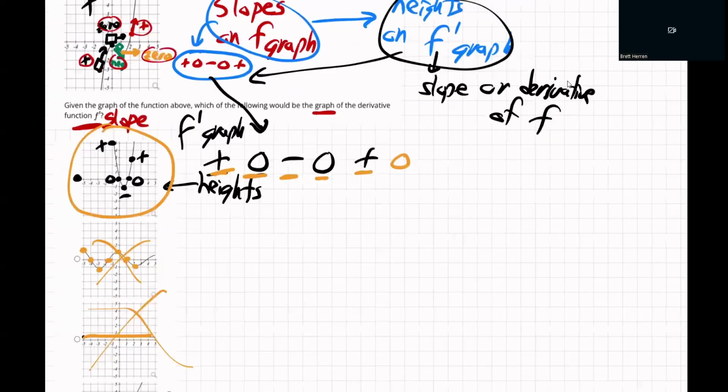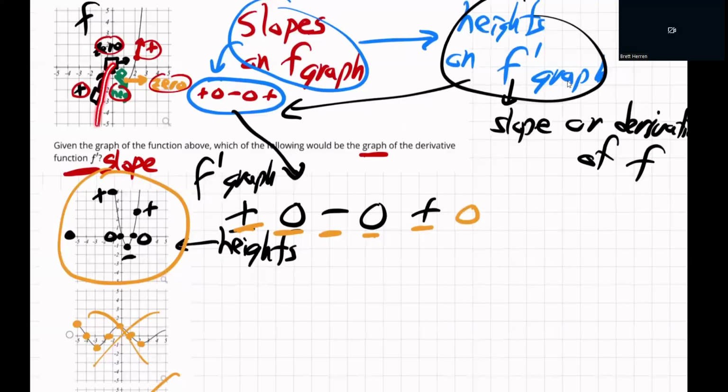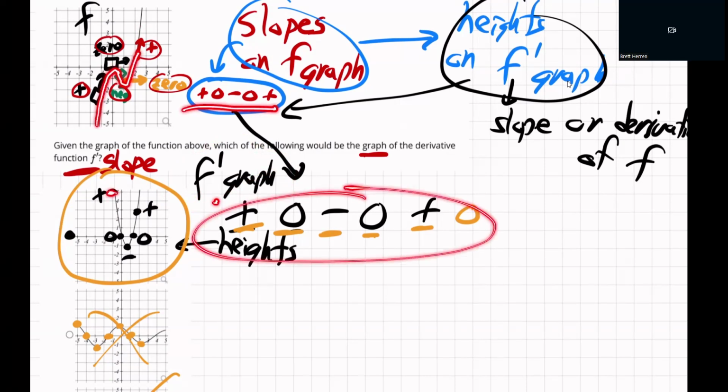All right, I know that's hard to get used to. One more time. Slopes here become heights there, because we're trying to find the f prime graph. The f prime is the graph of the slopes. So if the slope started out positive, then zero slope, then negative slope, then zero slope, then positive slope, those are the slopes. Then we look for heights to do it: positive height, zero height, negative height, zero height, positive height.